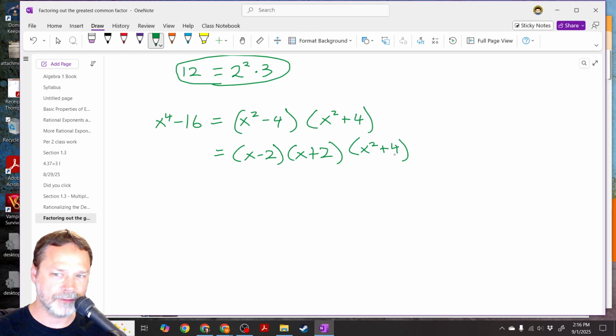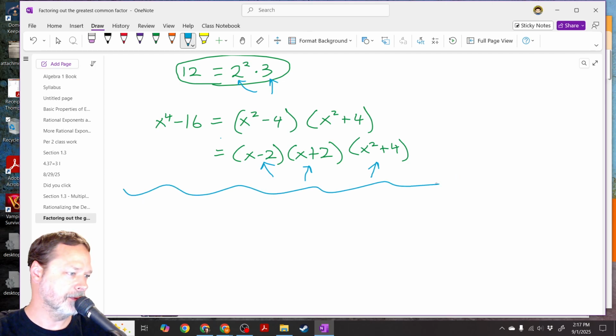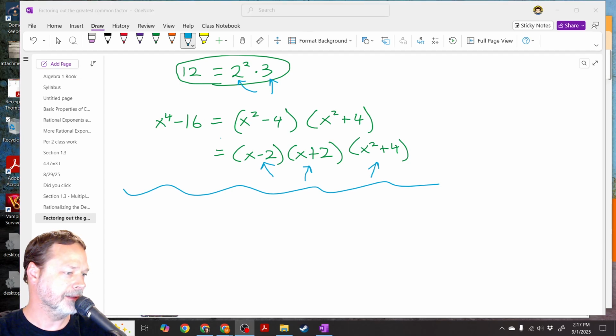And same thing for x squared plus 4. And we have this little rule. We know that if we get down to linear factors like these and quadratic factors like these, then we know we're factored completely, can't go any more. Kind of like if you're stuck with prime numbers. Okay? All right.